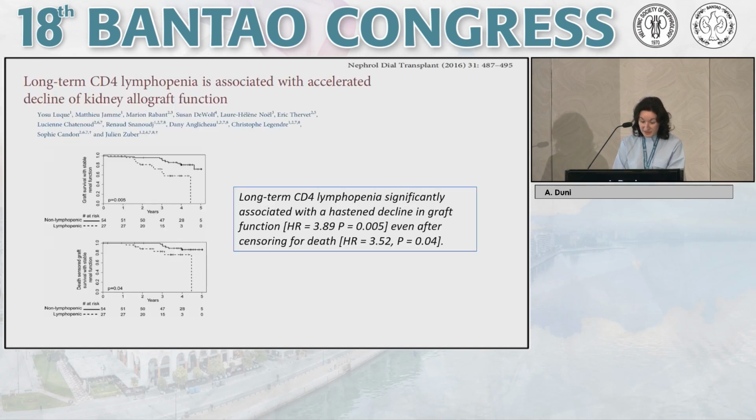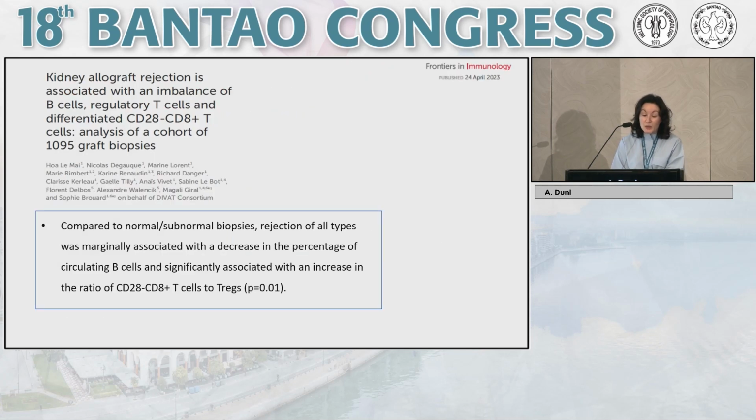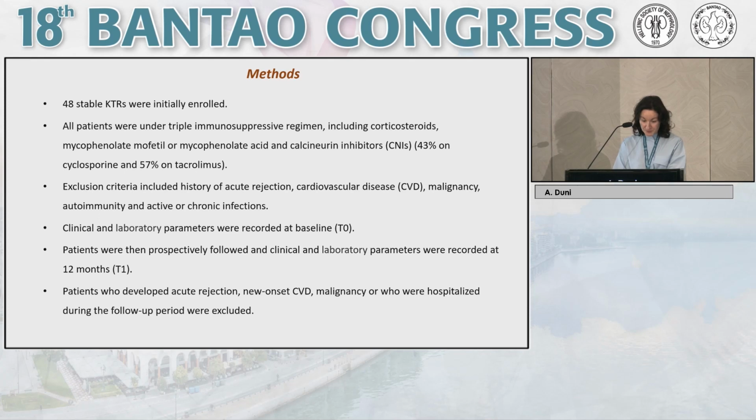antibodies and PRAs. On the other hand, CD4 positive T cells lymphopenia, lower B cells, lower T regulatory cells, and higher terminally differentiated CD8 T cells have been associated with all kinds of kidney allograft rejection, including subclinical rejection in kidney biopsies. Thus, we included in our study 48 stable kidney transplant recipients.